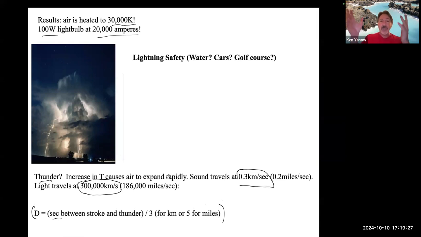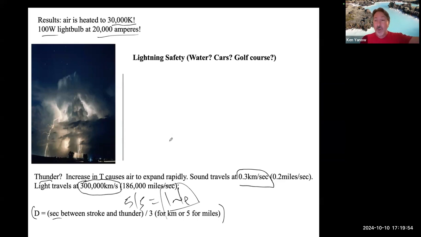So let's say that you see lightning. You see the lightning, then you start counting 1001, 1002, 1003, 1004, 1005, boom. You hear the sound of thunder. You know that you've got 5 seconds divided by 5, so your storm is about 1 mile away. That's how it works.